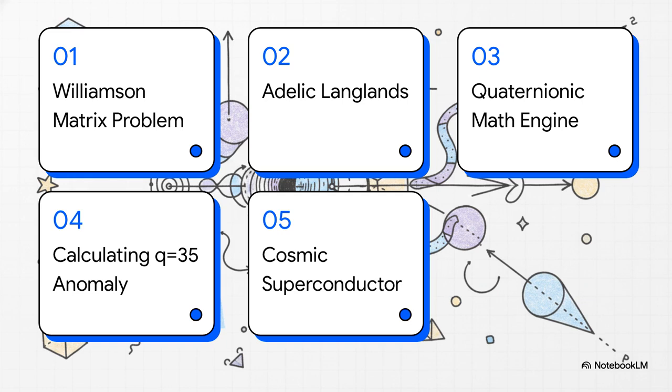Here's the roadmap for our mathematical journey today. First up, the Williamson matrix problem. Second, the Adelic Langlands framework. Third, we'll build our quaternionic math engine. Fourth, we're calculating the Q equals 35 anomaly. And finally, we'll look at spacetime as a superconductor.